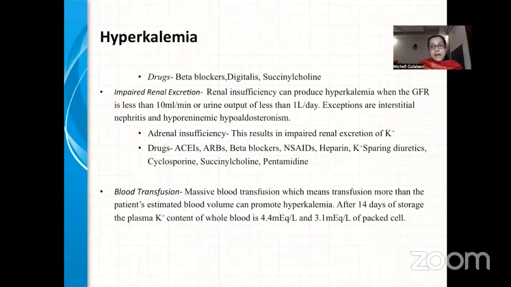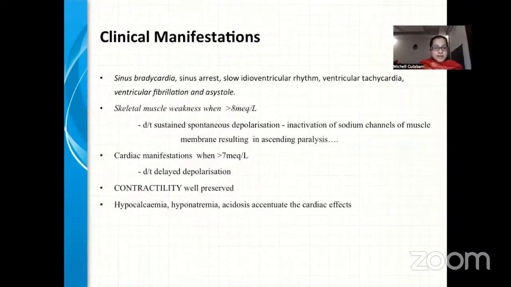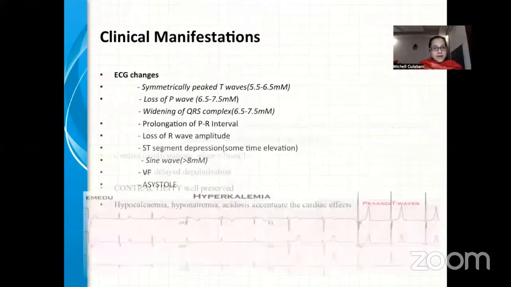Clinical manifestations range from sinus bradycardia, sinus arrest, and slow idioventricular rhythm to ventricular fibrillation and asystole. Skeletal muscle weakness is seen when the potassium concentration is more than 8 milliequivalents per liter, and contractility, however, is well preserved. So hypocalcemia, hyponatremia, and acidosis attenuate the cardiac effects.